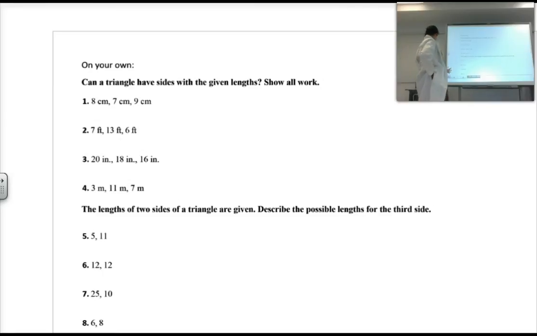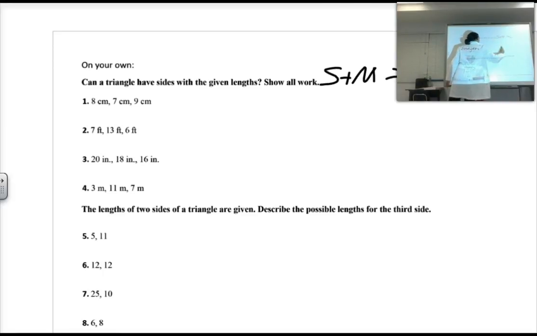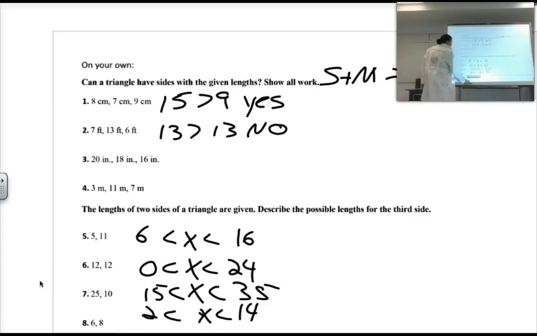The next page here you're going to do on your own. You want to make sure that you understand what the question's asking you. This first group says, can a triangle have sides with the given lengths? So this is the one we're going to do: small plus medium is greater than the large. And down here, this is where you're going to do the range of the third side. So go ahead and pause the video and work out those problems, and then once you play again, it will have the answers up there for you. Okay, so 1 and 2 are up here.